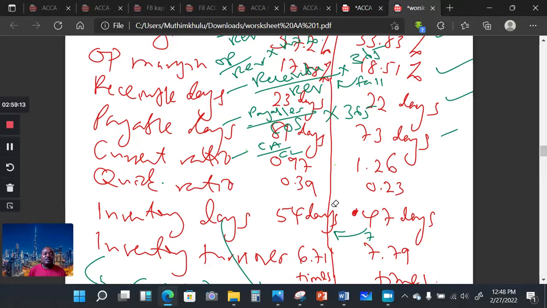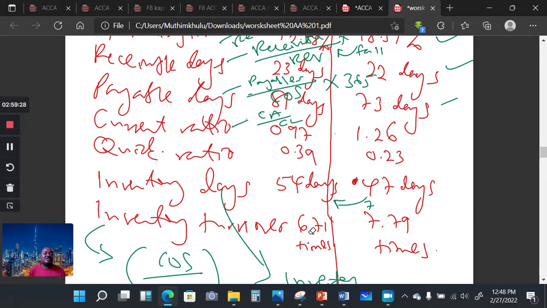You can also support this point by highlighting that their quick ratio is far way below 1, which also suggests that they are actually in a dire state. All right, the inventory turnover has deteriorated, which means they can't actually sell faster than they used to in the previous year, from 7.79 times to a drop to 6.71 times. So that one is not a good business picture.